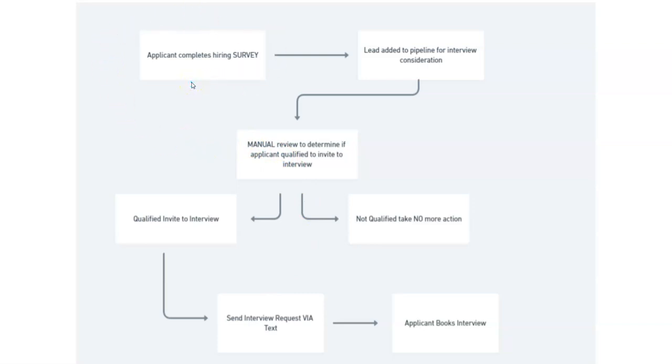If they complete, say, the hiring survey, if they apply for the job, the lead would be added to the pipeline, and then you could come in there for a manual consideration and decide, do I want to invite this person to an interview? If you don't want to invite them to an interview, we could migrate them to a turn down status. If you did want to invite them to an interview, we would move them to a qualified interview stage, and then, you guessed it, we'll send out a text message right away to try to book the interview.